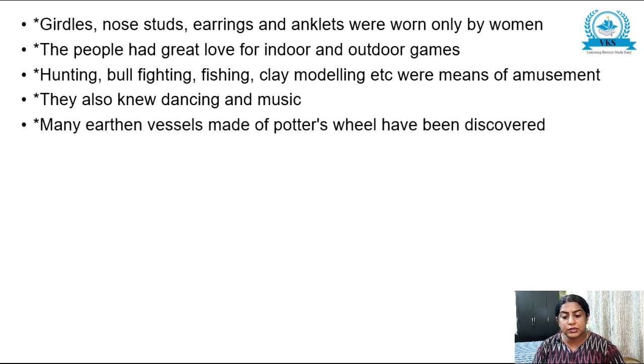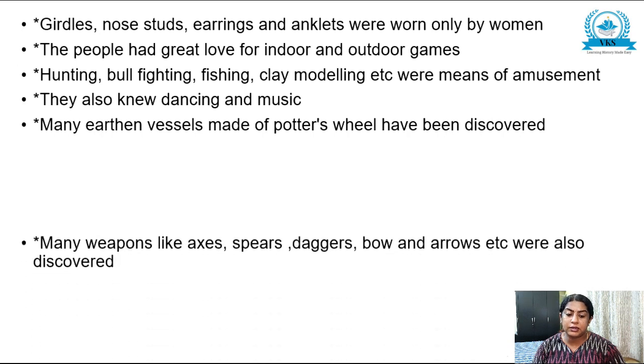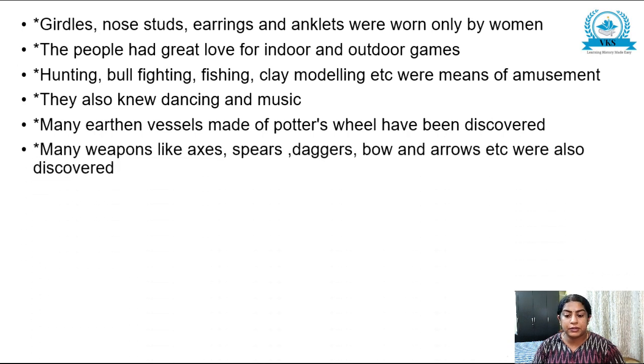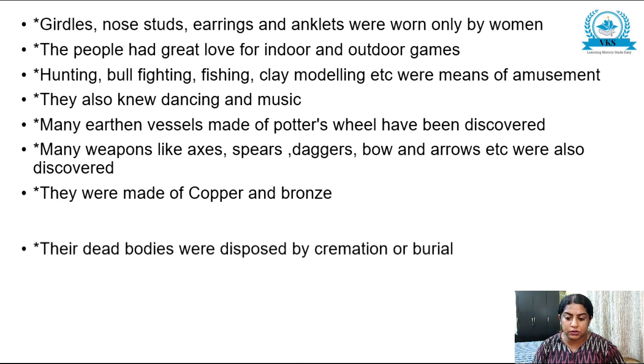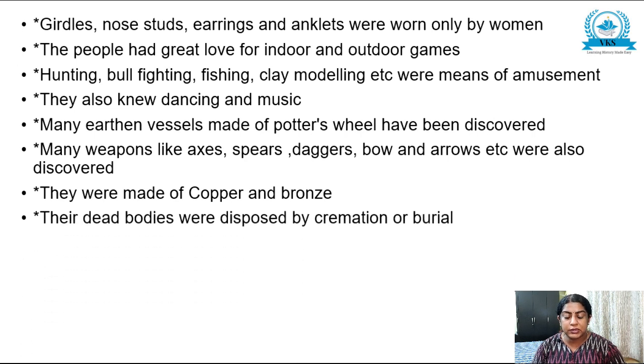Many earthen vessels made on the potter's wheel have been discovered. Many weapons like axes, spears, daggers, bow and arrow, etc. were also discovered. They were made of copper and bronze. Their dead bodies were disposed of by cremation or burial.